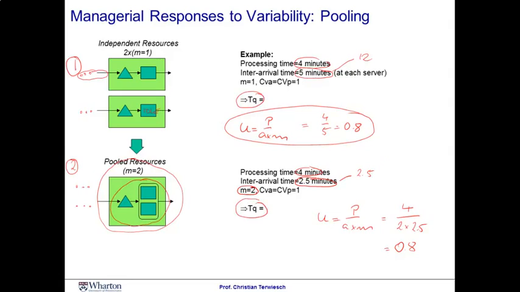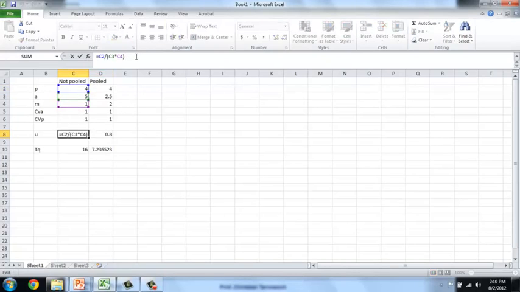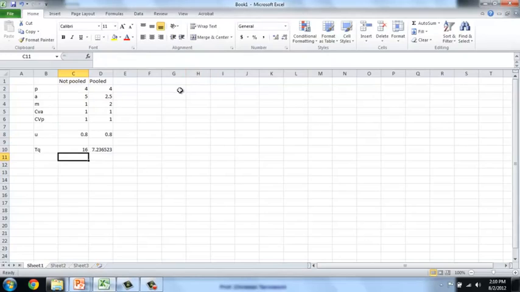Let's try this out in our Excel spreadsheet. I'm using the same Excel spreadsheet that I used in the last session. We have P, the processing time, inter-arrival time, number of servers, CVA, CVP, the utilization as defined by P divided by A times M, and finally the actual waiting time. Alright, now let's take a look. Processing time stays unchanged. If I pool two similar servers with the same demand rate together, I'll cut the inter-arrival time in half. However, the server capacity doubles because I'm moving from M equals 1 to M equals 2, and everything else is a matter of calculation.